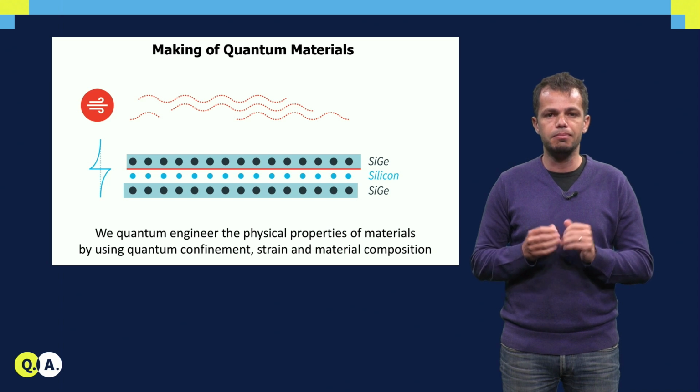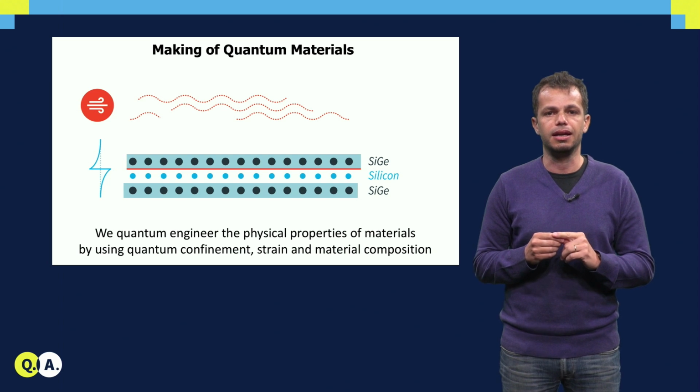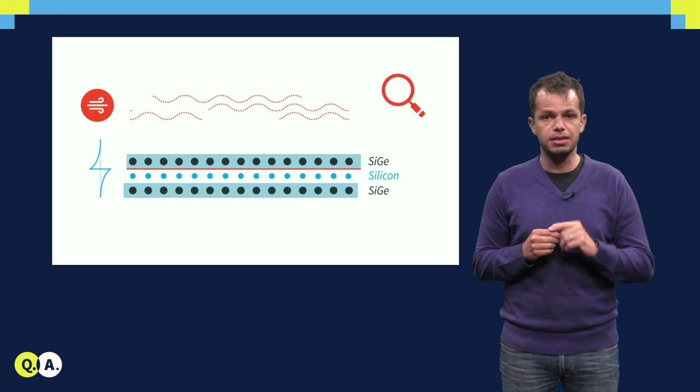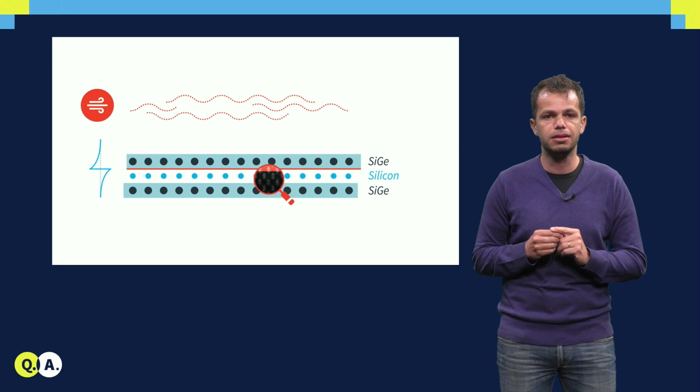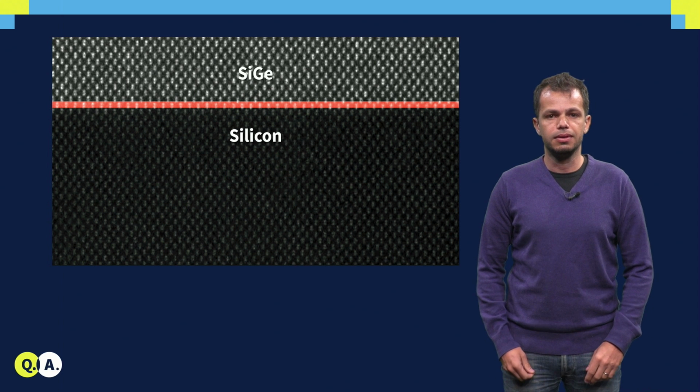Qubits can then be made by isolating, by electric fields, one electron spin at that interface. If you want to isolate one single electron spin and make it a qubit, you need to know the properties of the material very well.